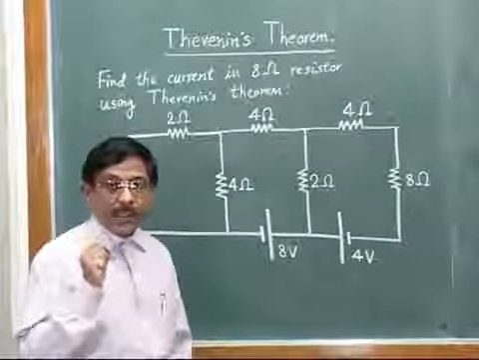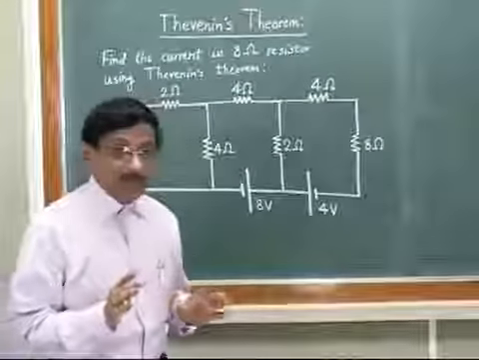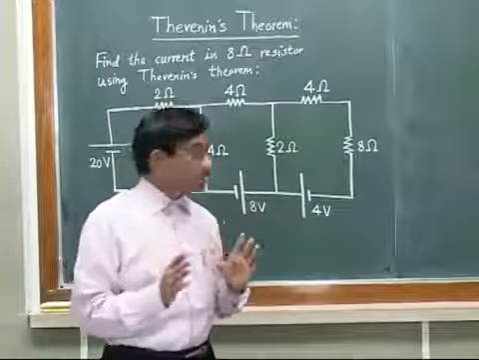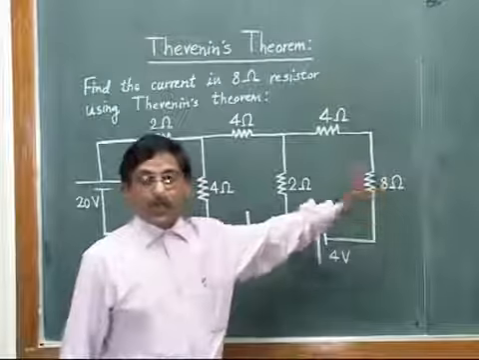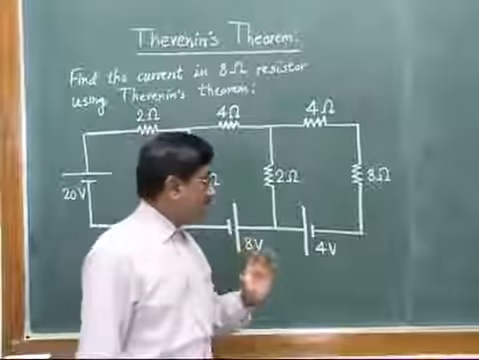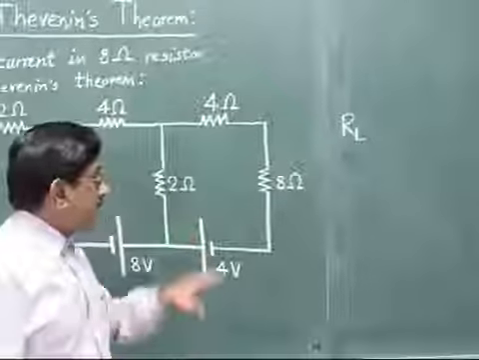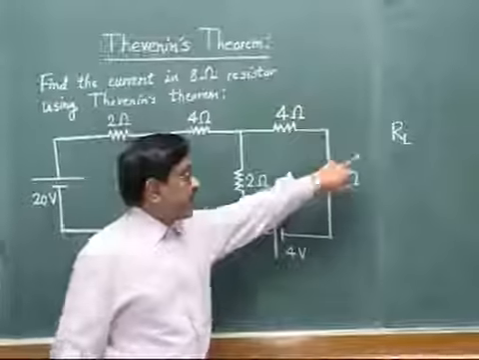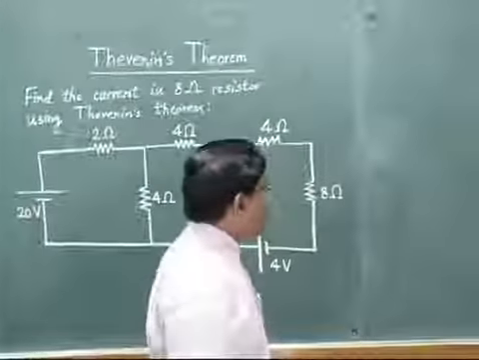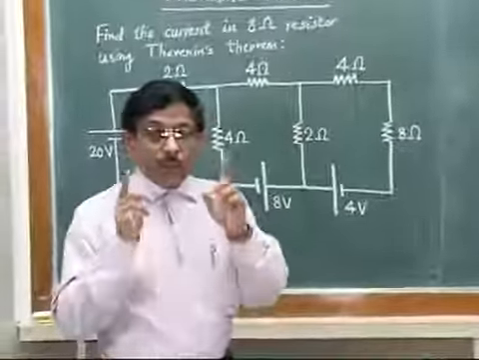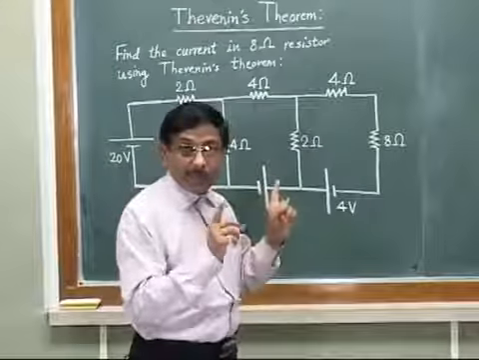Step 1 in Thevenin's theorem: the resistor in which you want to find the current should be denoted. In step 1, the resistance in which the current is to be calculated is our load resistor. Normally the load resistor is shown as R with suffix L. So in our case this 8 ohm will henceforth be denoted as the load resistance RL. Step 1 says that you first remove the load resistor from your circuit.